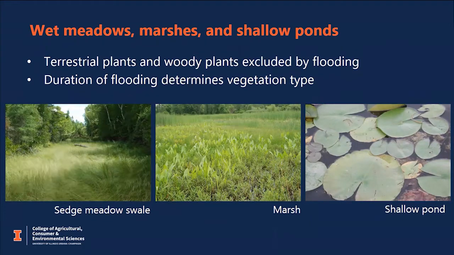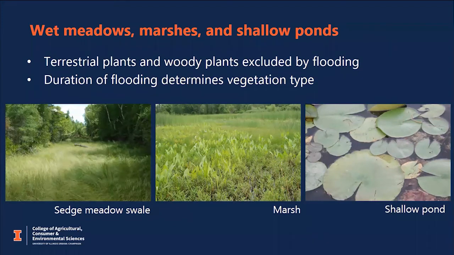So in the example photo on the left, this is an interdunal swale in Wisconsin. On the dune ridges on the right and left of the photo are trees, and then down in the swale between those dune ridges, where trees are kept out by flooding, is a stand of native sedges.